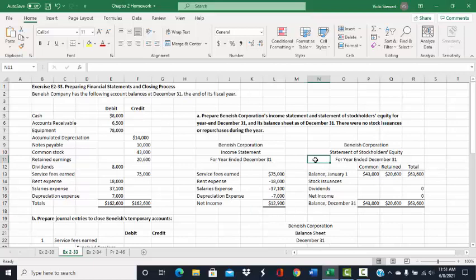The next statement we need to complete is the statement of stockholders' equity. I have included the beginning balances for common stock and retained earnings from the trial balance. The problem tells us there were no stock issuances or repurchases during the year, so we know that this will be blank, and our ending common stock will be $43,000.